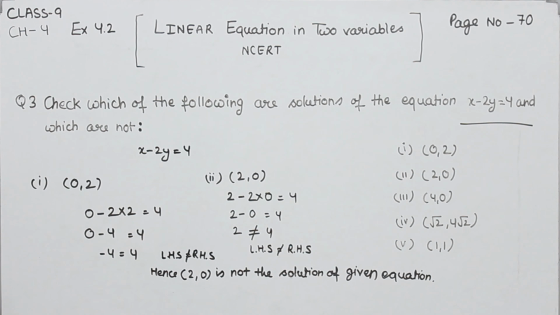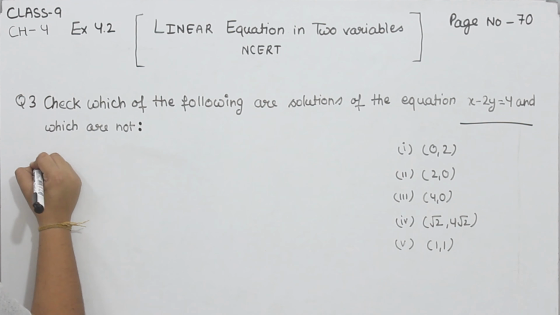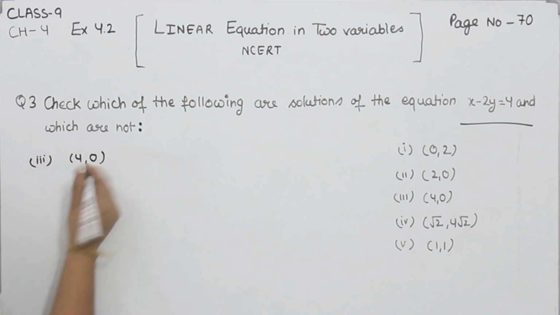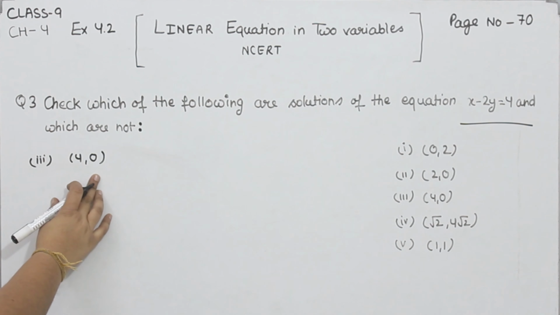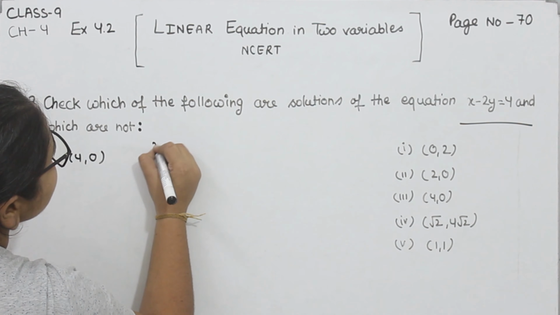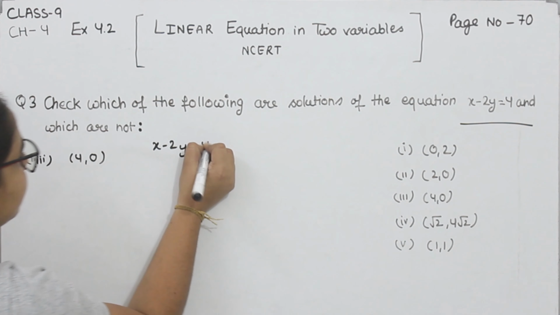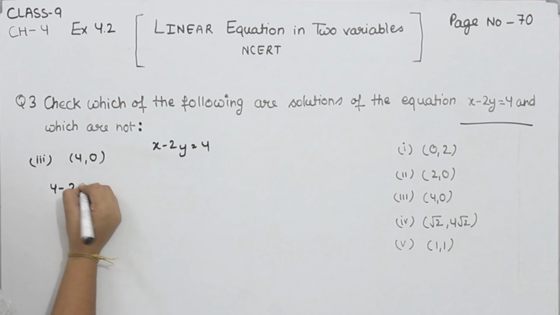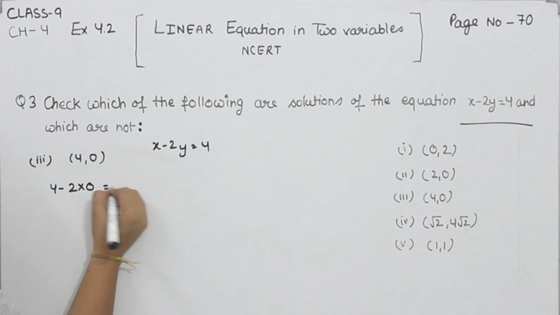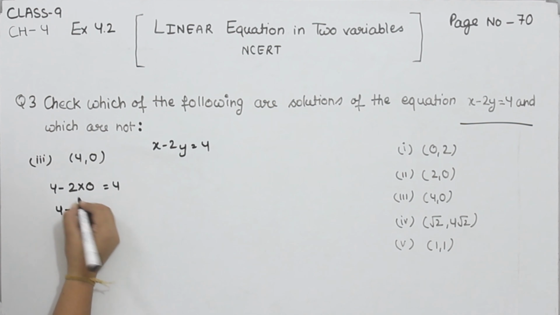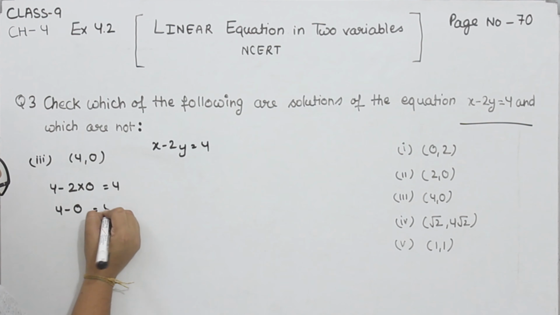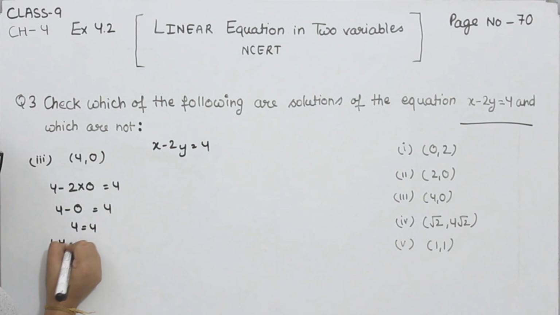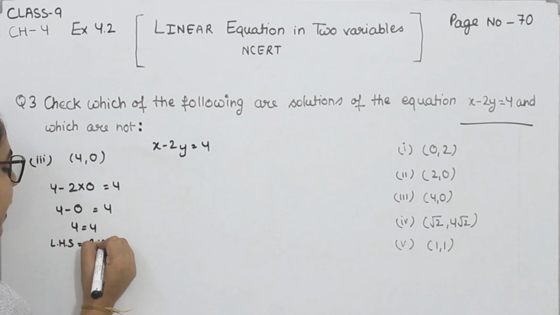Now this is part 2. Now part 3. In part 3 the points are x is equal to 4 and y is equal to 0, and the equation is x minus 2y is equal to 4. So now we are going to put the value. 4 minus 2 multiplied by 0 is equal to 4. Now 4 minus 2 multiplied by 0 is 0, so 4 is equal to 4. So left hand side is equal to right hand side.